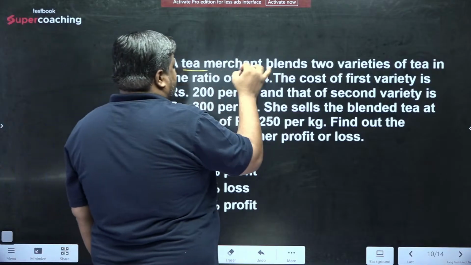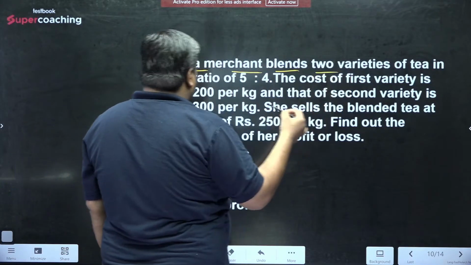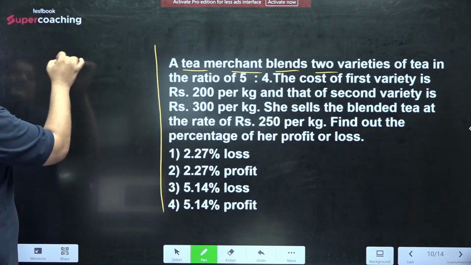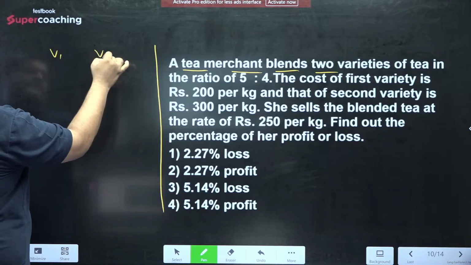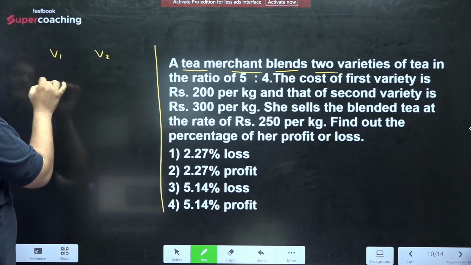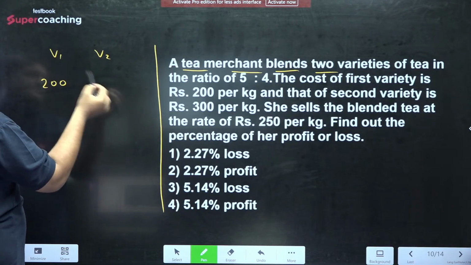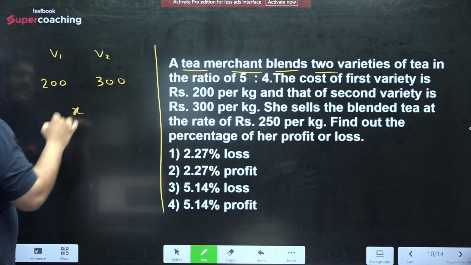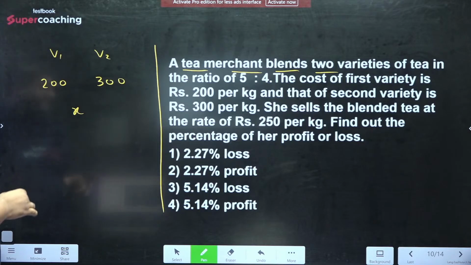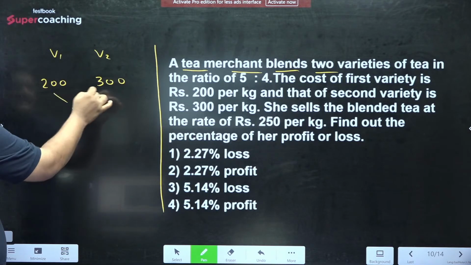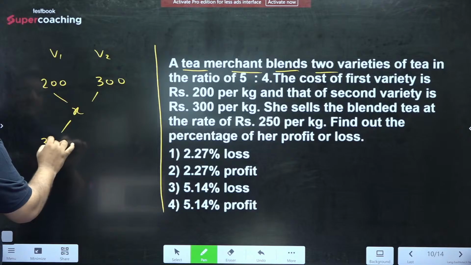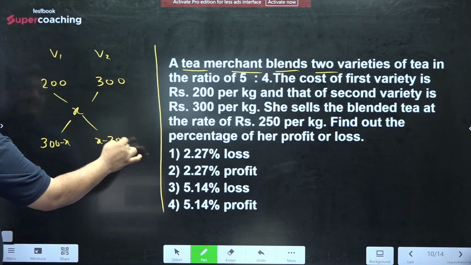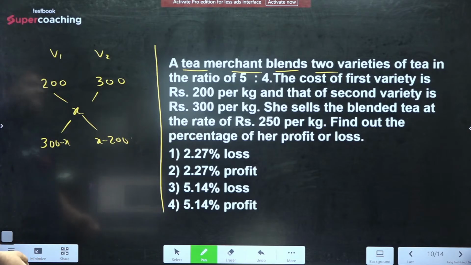Meanwhile, there is a tea merchant who blends two varieties of tea in the ratio 5:4. Let's say variety 1 and variety 2. The cost of variety 1 is 200 rupees per kg, and the cost of variety 2 is 300 rupees per kg. Mixing them, the cost is x rupees per kg. Okay, the alligation method. Here it would be 300 minus x, and x minus 200. What is their ratio? 5:4.